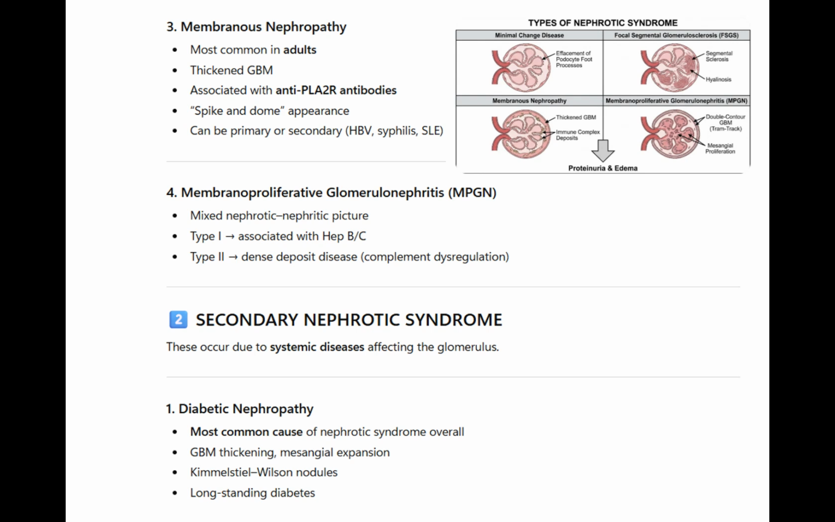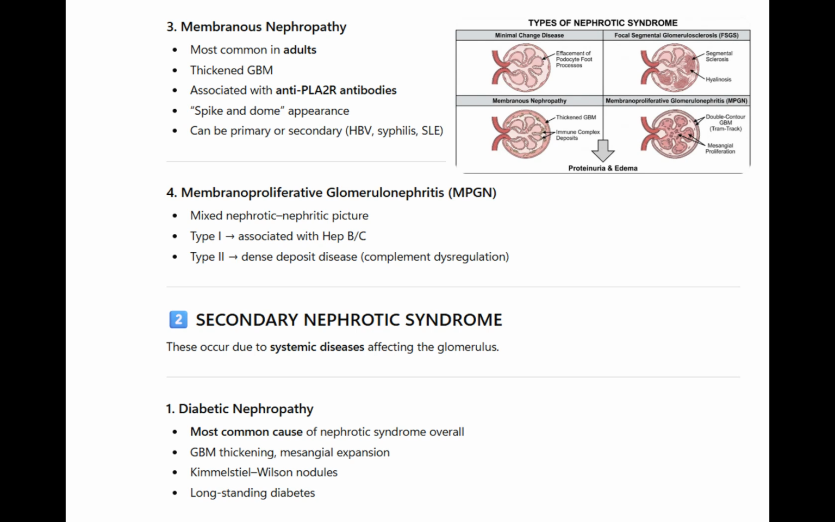D. Membranoproliferative glomerulonephritis, MPGN. The fourth type is membranoproliferative glomerulonephritis, also known as MPGN. This disease presents with features of both nephrotic and nephritic syndrome. Type 1 MPGN is associated with hepatitis B and hepatitis C infection, while type 2, also called dense deposit disease, results from complement dysregulation.